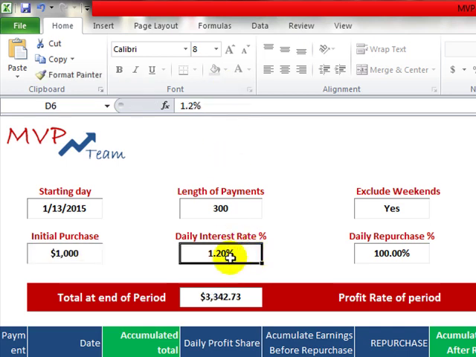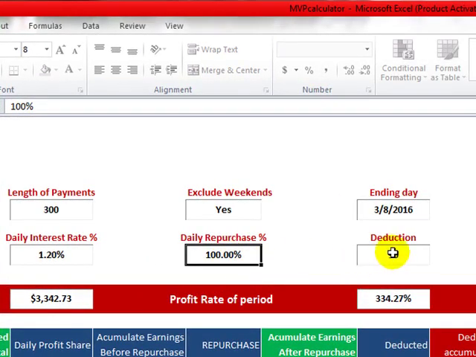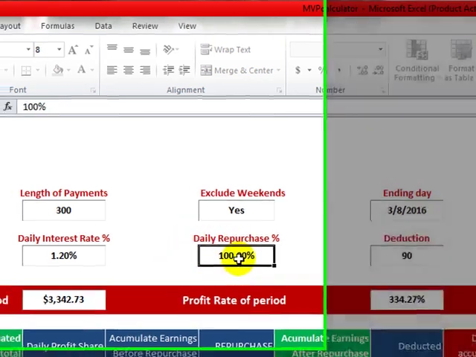Okay, and the daily interest rate, if you click on that, you can also edit that up here. Let's put 1.2 because most, if not all, of our members are at the 1.2%. And in this example, I'm going to start out with doing 100% repurchase. And this deduction, do not change or edit this. Leave it always at 90. Basically what this means is that every unit that you buy has a 90 payment cycle. After 90 payments, it stops, meaning that it'll be deducted from your total account. And I'll explain all that again. Do not touch this number. So in this example, we're going to leave it at 100%.